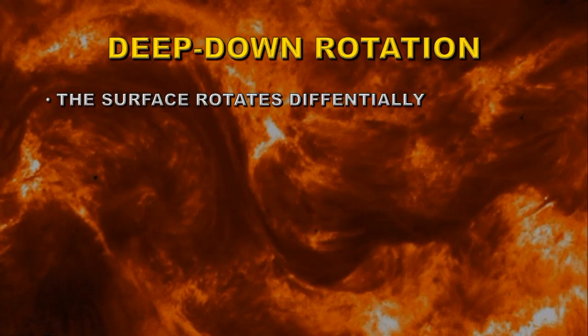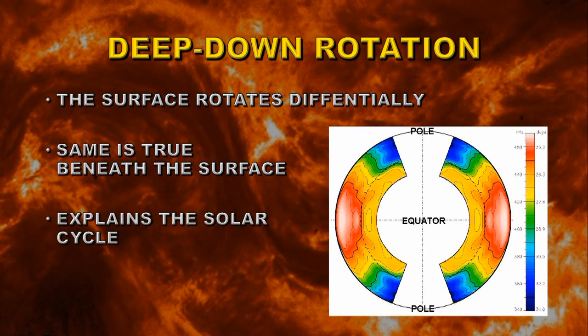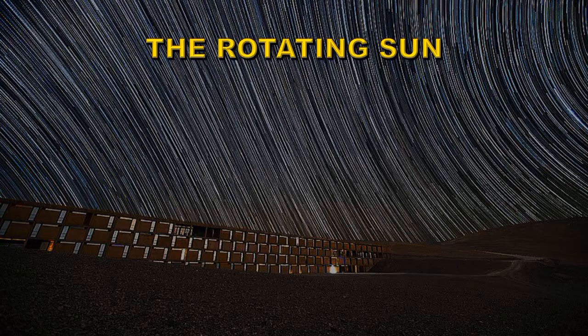So we've discovered that the surface rotates differentially, i.e. at different rates at different latitudes. However, if you go down deeper into the Sun, you find there's also differential rotation as a function of the radius of the Sun. So the deeper you go down, the slower the Sun rotates. This also causes a twisting and churning of the magnetic fields, and is actually one of the explanations for the solar cycle, as we will see in a later video.